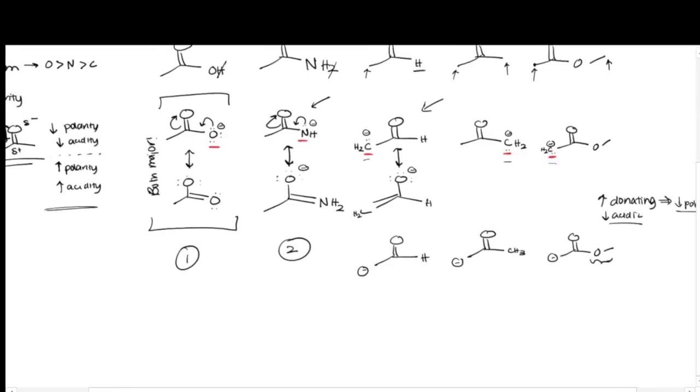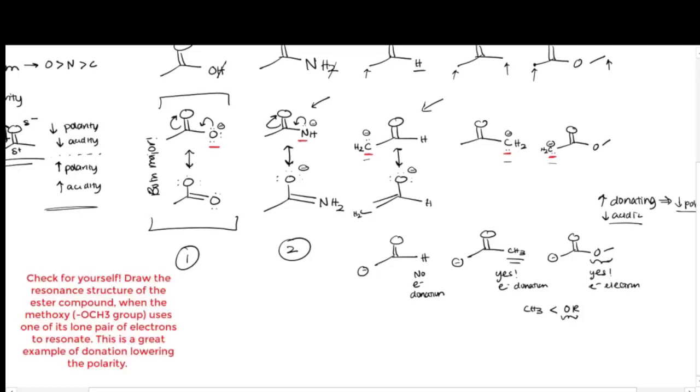So does hydrogen donate electrons? No. No electron donation. Does CH3 donate electrons? Yes, it does. It donates electrons. And then you want to ask about the methoxy group. Does a methoxy group donate electrons? Absolutely, it does. Which one donates electrons more? Well, that's something that we're going to learn. CH3 does not donate electrons as much as a methoxy group does. Methoxy groups donate more electrons, more electron donation.